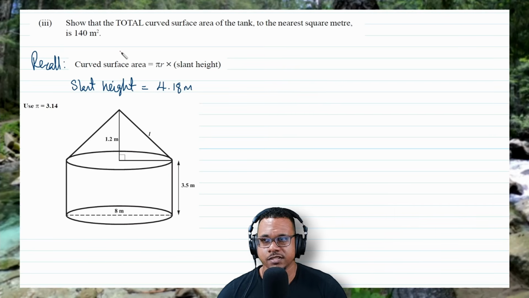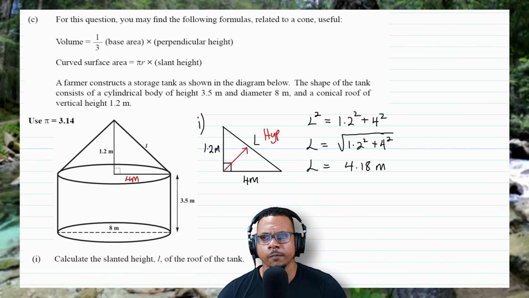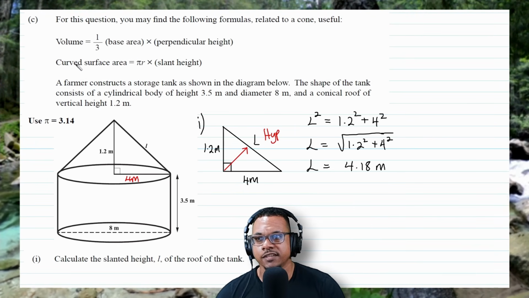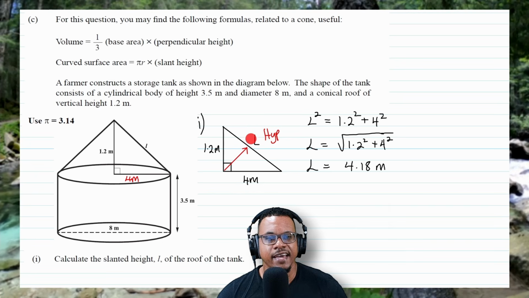Now for part 3 of this question, we're going to show that the total curved surface area of the tank to the nearest square meter is 140 meters squared. Now I want to recall the formula that they give us for the curved surface area of the cone. All right, it is pi r times the slant height. So this is the curved surface area of the cone, pi r times the slant height. Now also recall that the slant height L we found to be 4.18 meters.